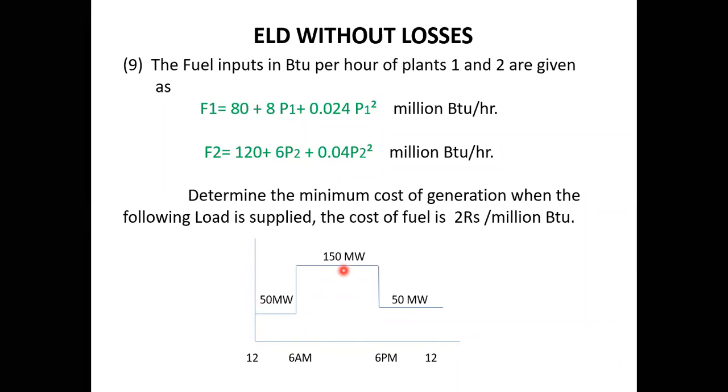How much time is present? From 6 AM to 6 PM, means 12 hours. Means case 1 is nothing but PD is equals to 50 megawatts is present for 12 hours. Similarly, in the case 2, 150 megawatts, it is also present for 12 hours. So try to solve this problem.